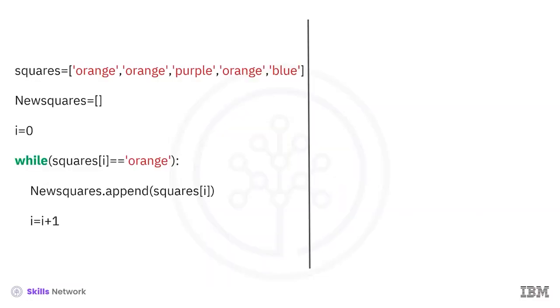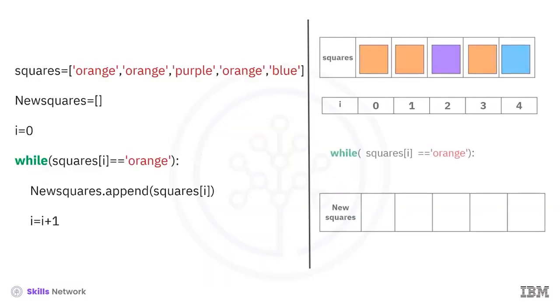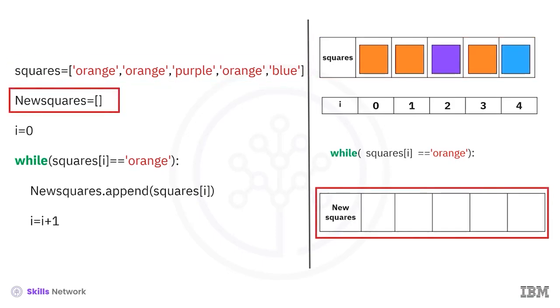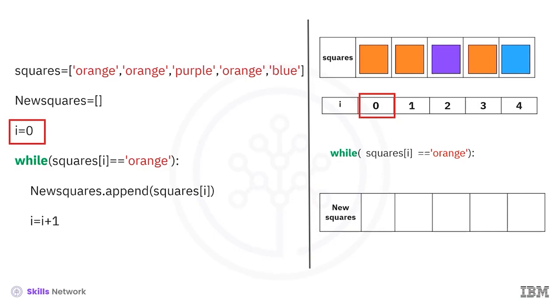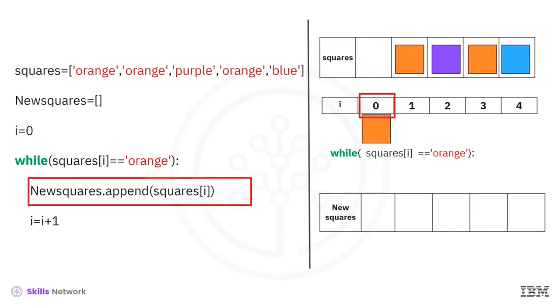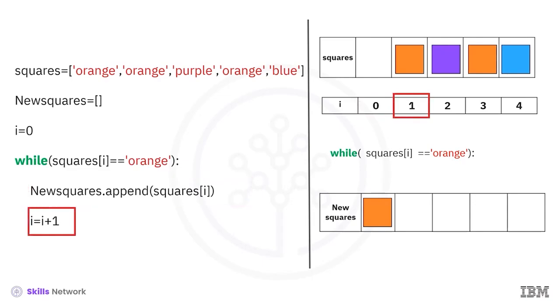Let's use the figure on the left to represent the code. We will use a list with the names of the color to represent the different squares. We create an empty list of new squares. In reality, the list is of indeterminate size. We start the index at 0. The while statement will repeatedly execute the statements within the indent until the condition inside the bracket is false. We append the value of the first element of the list squares to the list new squares. We increase the value of i by 1.